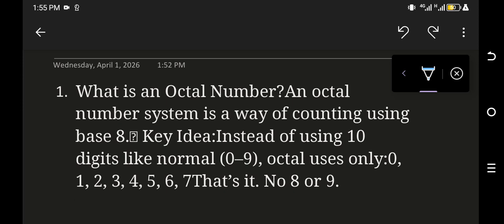First of all, we are going to understand what octal numbers and hexadecimal numbers are. An octal number is a number system, a way of counting using base 8. Instead of using 10 digits like normal, which is 0 up to 9, octal uses only 0, 1, 2, 3, 4, 5, 6, and 7. That's it. No 8 or 9.